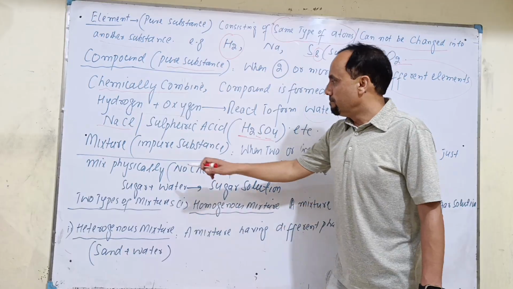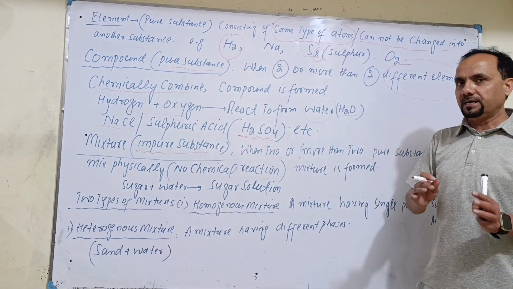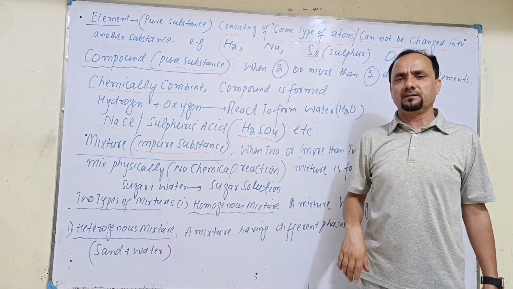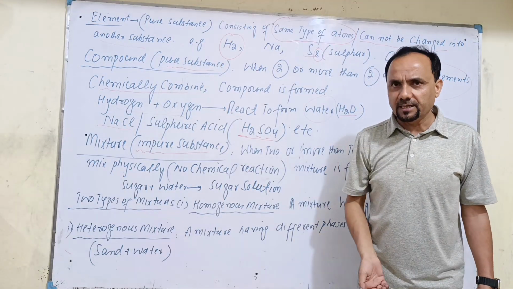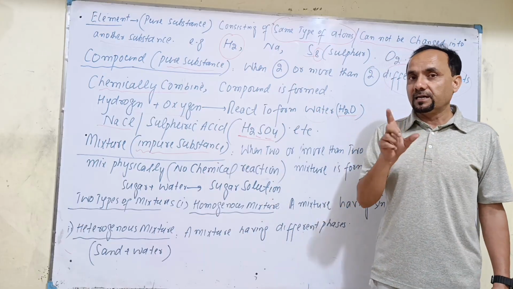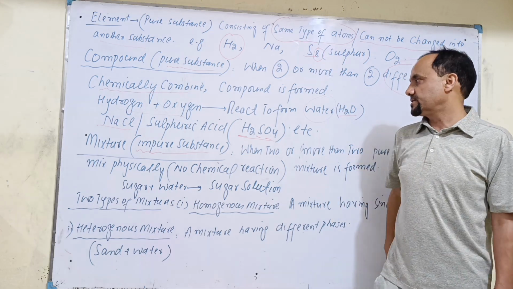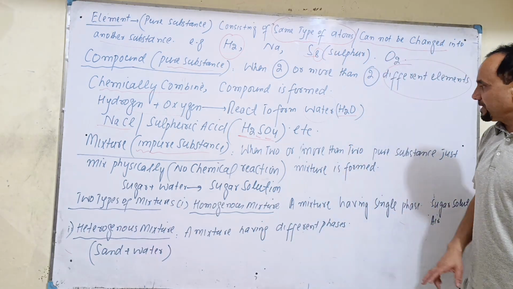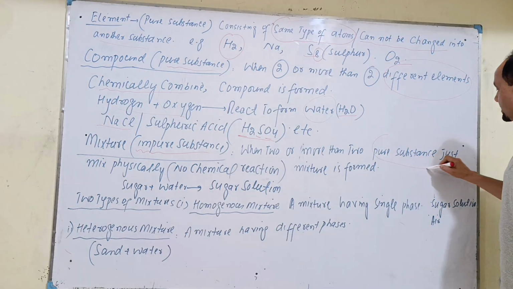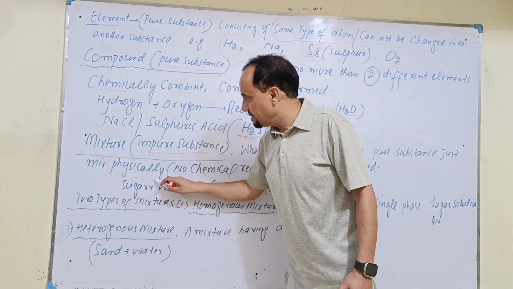Now mixture. Mixture is an impure substance. Now what is the meaning of impure substances? I can easily change the composition. I can add something else. I can remove something. So that means the composition is not fixed. It can be easily changed. So what is the proper definition? When 2 or more than 2 pure substances just mix physically.